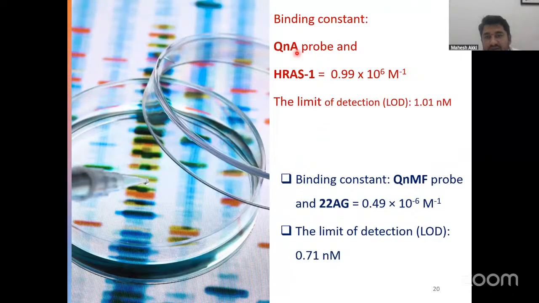Further, the binding constant and limit of detection were calculated for both compounds. For QNA with HRAS1, the binding constant was found to be 0.99 × 10^6 per mole, and the binding constant for QNMF with the antiparallel 22AG G-quadruplex was found to be 0.49 × 10^6 per mole. The limit of detection was found to be 1.01 nanomolar for QNA and 0.71 nanomolar for QNMF. Hence these can be detected at nanomolar concentrations.